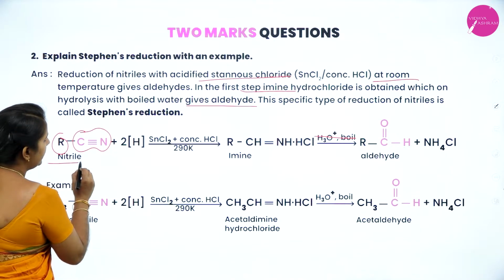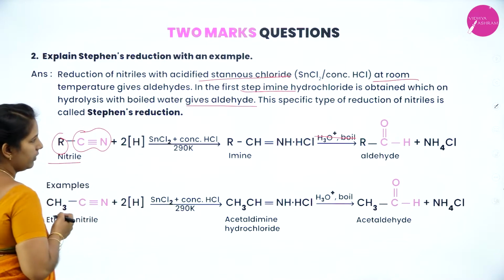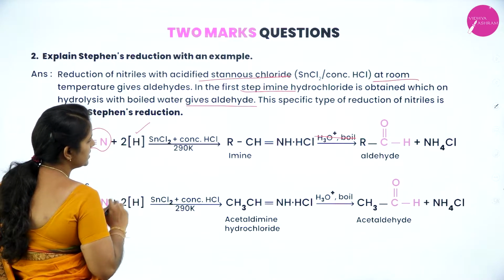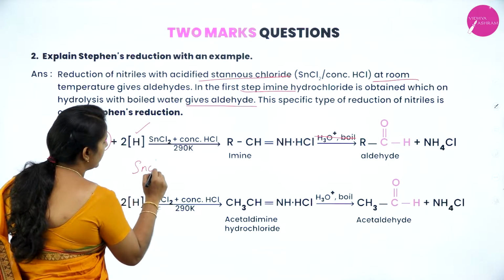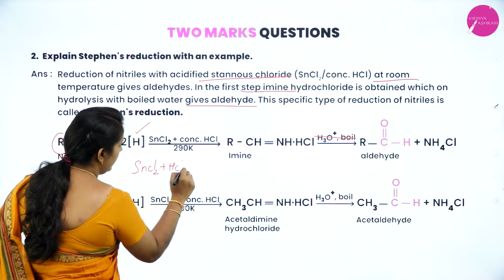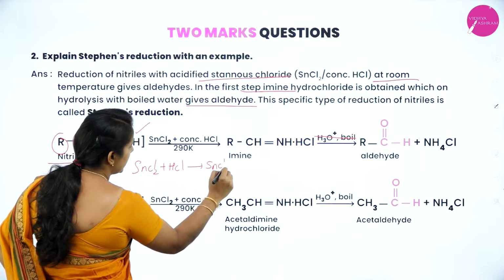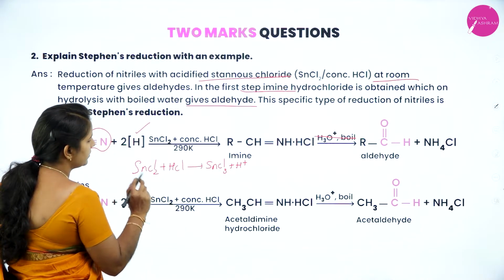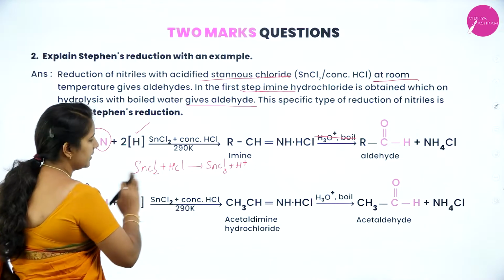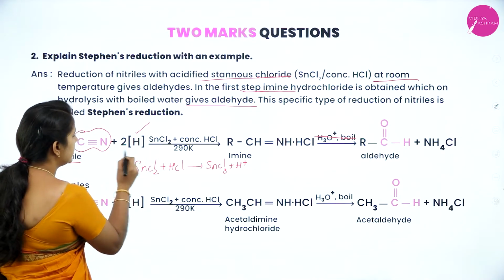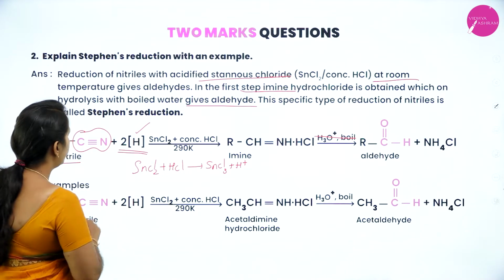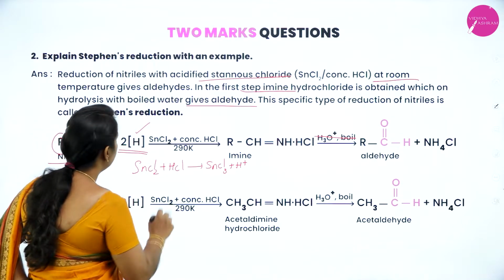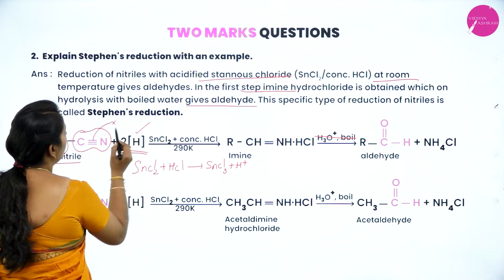So when a nitrile is treated with stannous chloride in the presence of HCl, how does this generate H plus ions? You must know. Stannous chloride reacts with HCl, it forms what? Stannous trichloride with an H plus. Since we wanted 2 H plus, we have to take 2 H plus for the entire reaction. That is why I have written H plus. So what will happen when these hydrogens are attached to this carbon atom? There is a breaking of one bond that will take place.